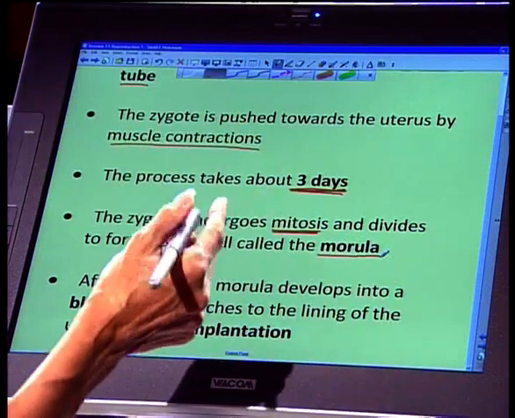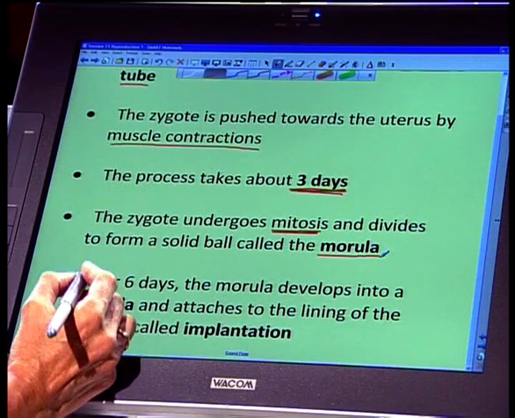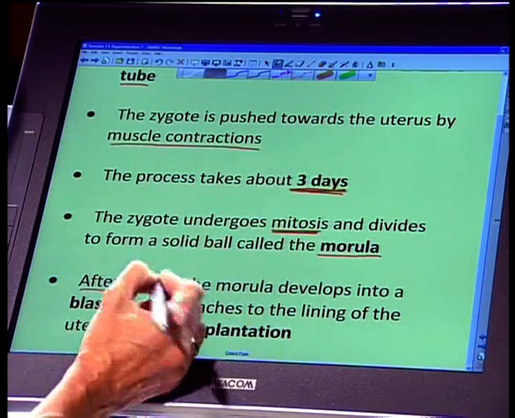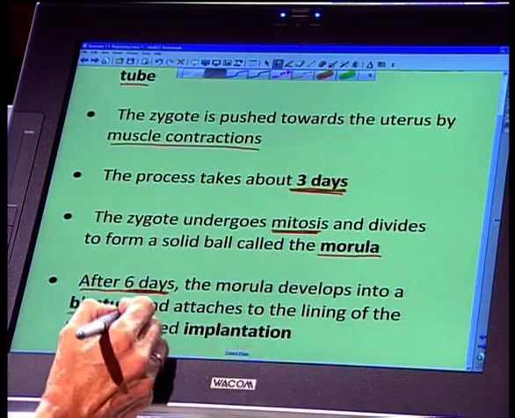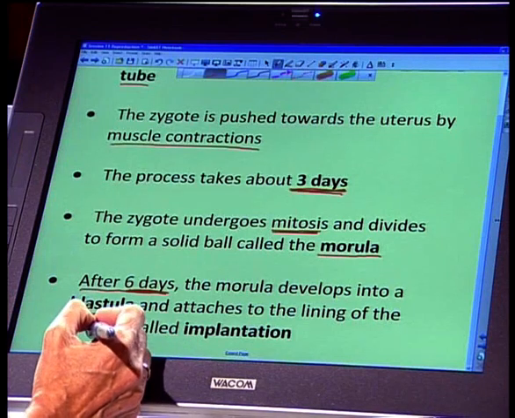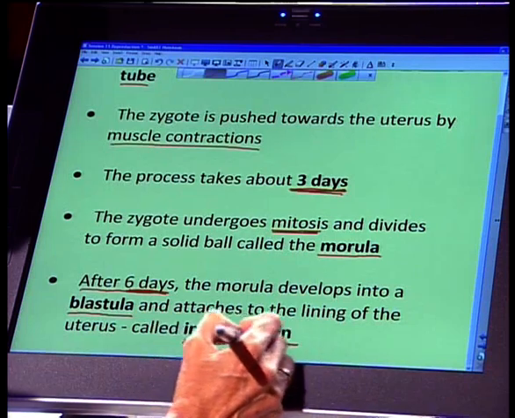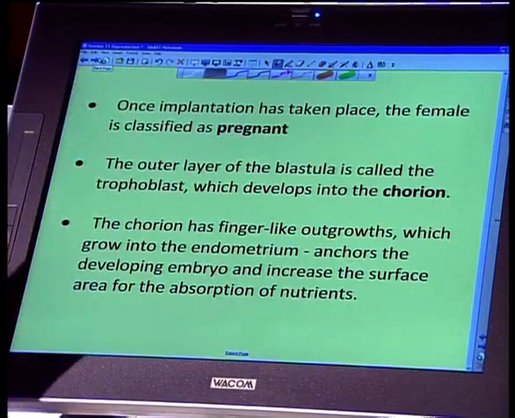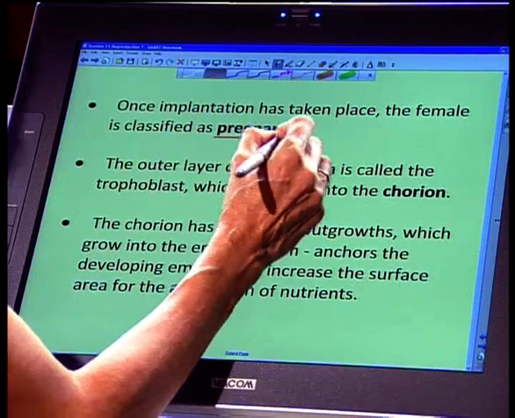That is after the 8th mitotic set. After 6 days, so now we've got 3 days, 6 days, it's double the amount, this morula develops into a blastula, and it attaches to the lining, and that is called implantation. All right, very, very interesting process. Once implantation has taken place, the female is classified as pregnant.